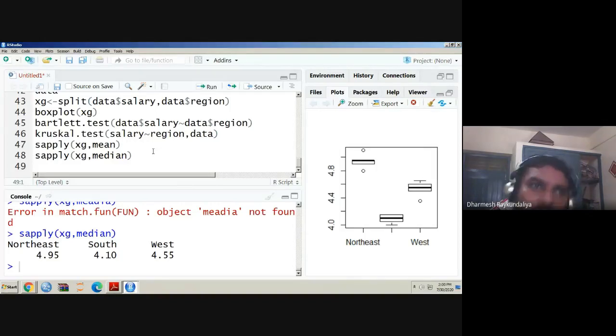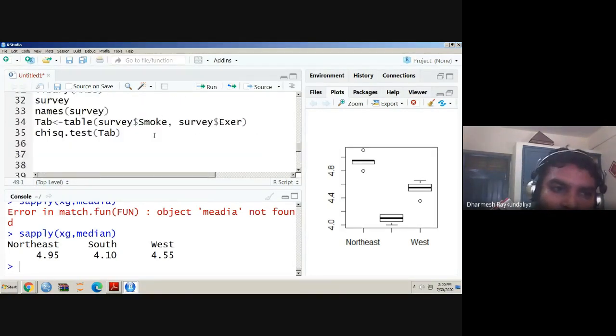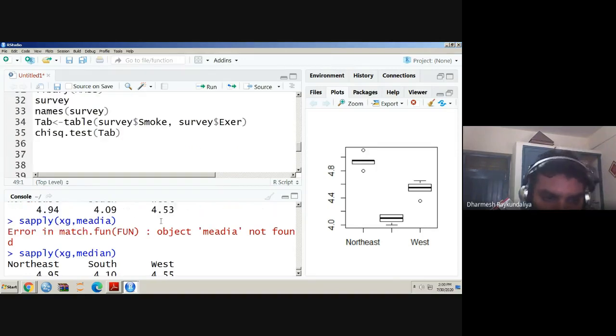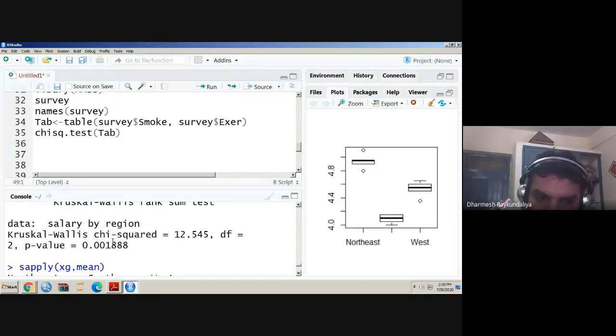Asymptotically the distribution is a chi square, and that is how it has taken the decision based on the chi square. Okay, is that okay?